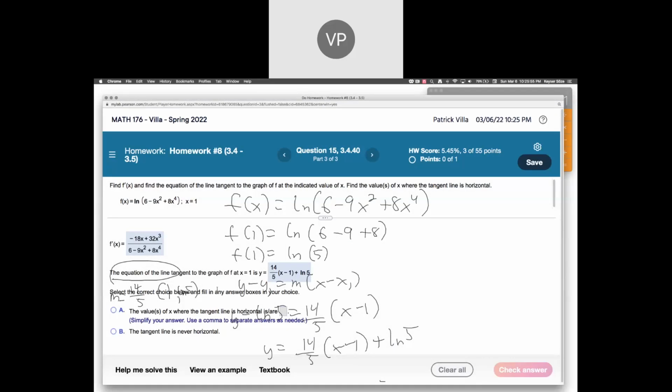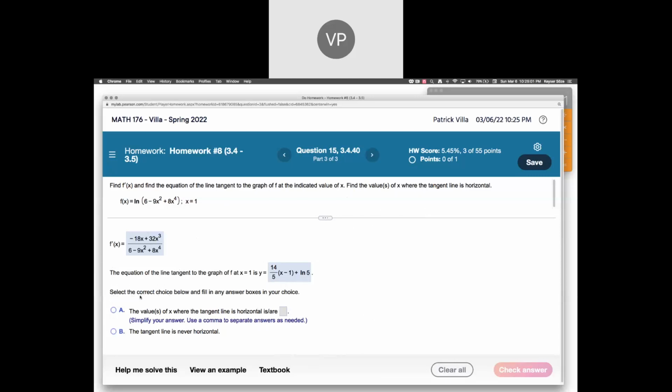Now the last part, I'm going to erase the screen because we've got a lot of mess here, but we've got the first two right. And then select the correct choice. Now remember, what they're asking for is find the values of x where the tangent line is horizontal. So we talked about this a little bit. A horizontal tangent line is going from right to left, perfectly straight, as in level is what I mean to say. So that has a slope of 0. So what they're saying is, find me a tangent line that has a slope of 0.